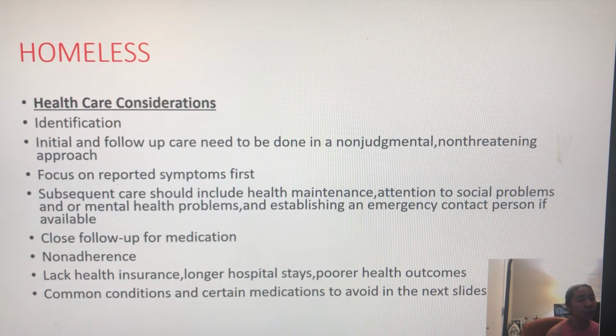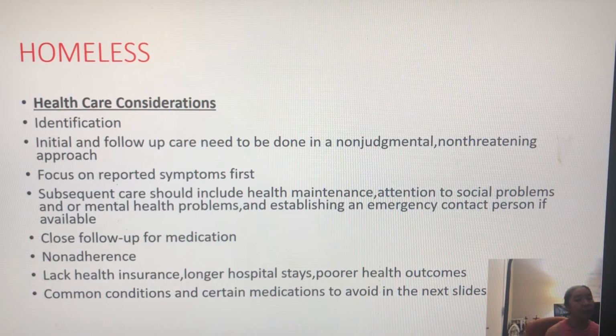Health considerations for the homeless. Healthcare workers need to identify those who are homeless, and this should be done through avenues such as outreach programs. The initial healthcare visit and every visit thereafter need to be done with a non-judgmental, non-threatening approach. The nurse should focus on reported symptoms first. This will encourage adherence and follow-up.